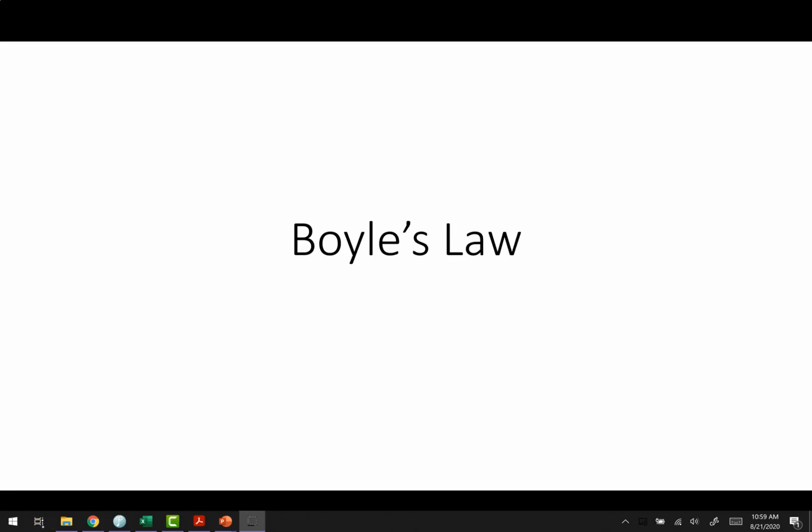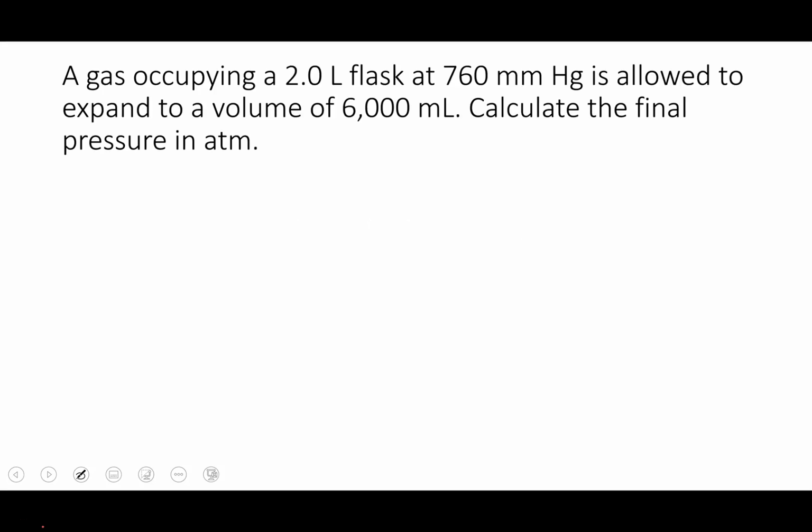Our next example showcases Boyle's law, which relates our pressure to volume. So in this example, it says a gas occupying a 2-liter flask at 760 millimeters of mercury is allowed to expand to a volume of 6,000 milliliters. Calculate the final pressure in atmosphere.